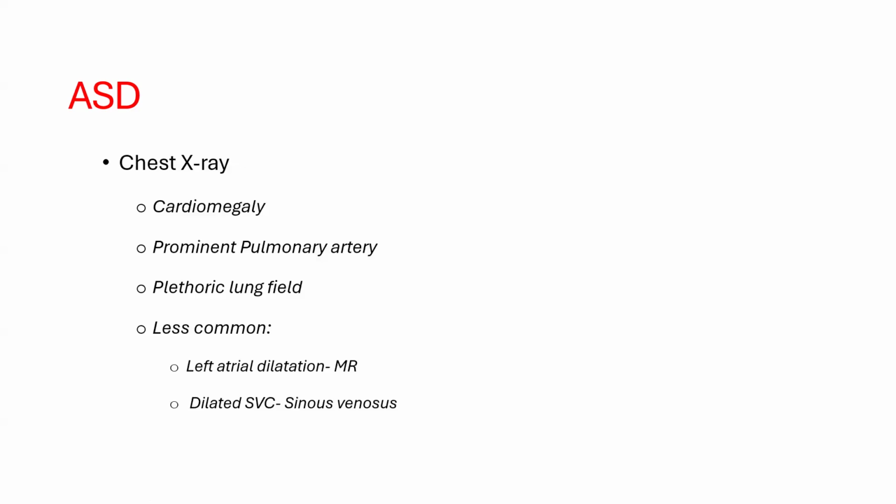Chest X-ray, the main things that we see are usually a cardiomegaly, which is because of the dilatation of the right chambers, a prominent pulmonary artery from the increased pulmonary blood flow, a plethoric lung field, and less commonly, you may have left atrial dilatation from the MR that we see from the cleft anterior mitral valve leaflet associated with the primum ASD. You may also have a dilated SVC on chest X-ray, which is because of the sinus venosus ASD that you may have.